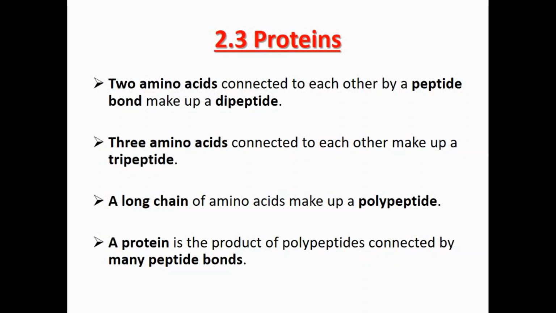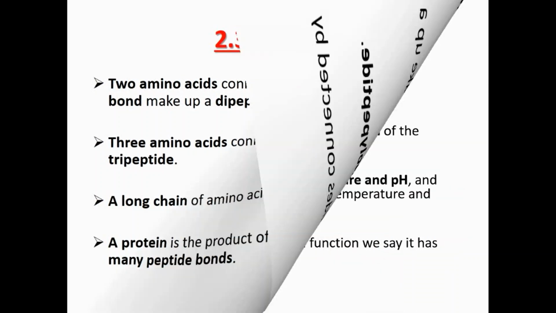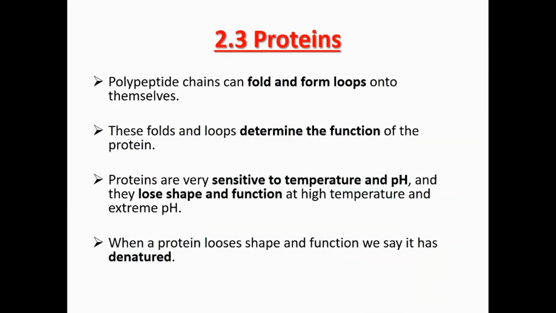Now a protein is a product of polypeptides connected by many peptide bonds. So then a polypeptide will make up a protein. A polypeptide chain can fold and form loops onto itself. Now this is where we start differentiating between proteins. These folds and loops determine the function of the protein. Like I said, proteins are very sensitive to temperature and pH, and they lose shape and function at high temperature and extreme pH.